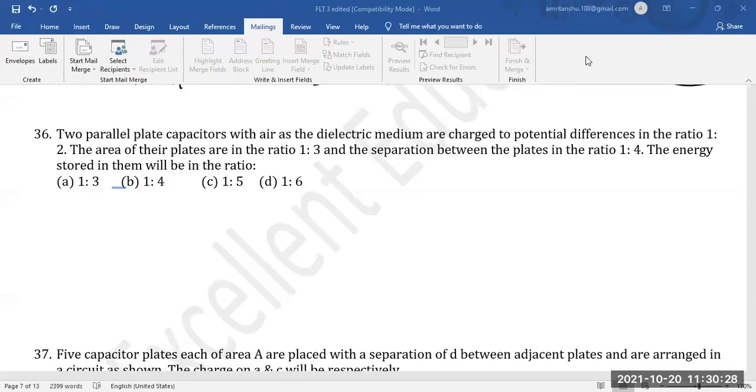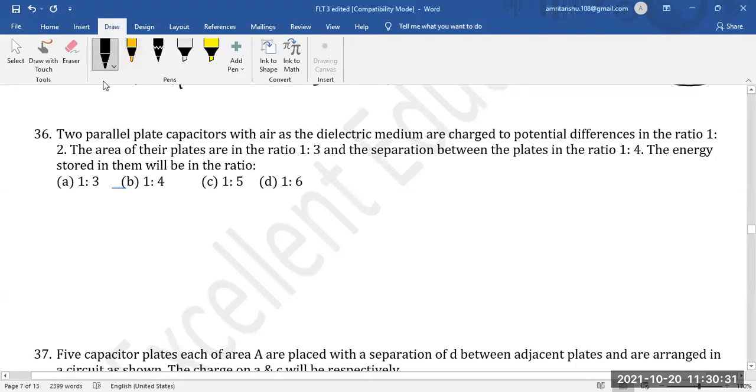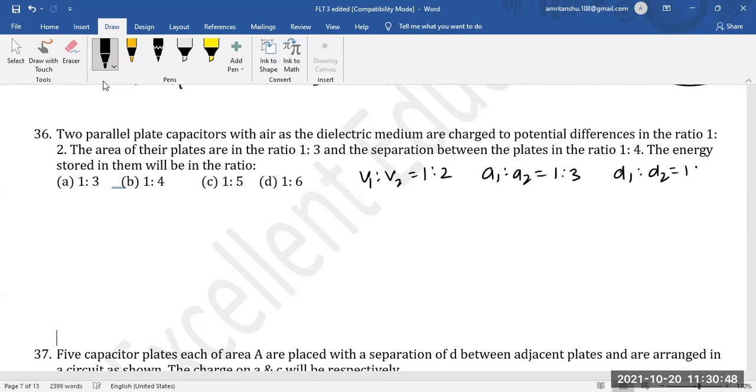Okay, so now let us see question number 36. Here we are given the potential difference ratio V1 is to V2 is 1 is to 2, area of the plates A1 is to A2 is 1 is to 3, and D1 is to D2 is 1 is to 4. The energy stored is half of CV square. So if we find out, capacitance is epsilon naught A by D.